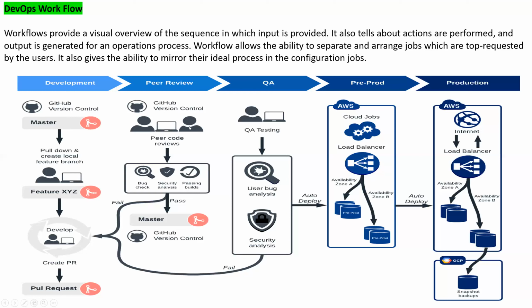Those people who have access will check the code. After reviewing your code, they will check whether there is any bug, the security part, and whether the build will be done or not. Once they approve, after getting approval, it will do the build. Once it passes, it goes from the feature branch to the master branch. Now when it comes to the master branch, it will do the build.